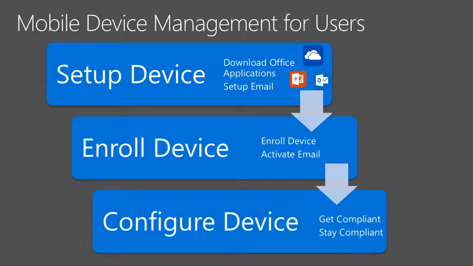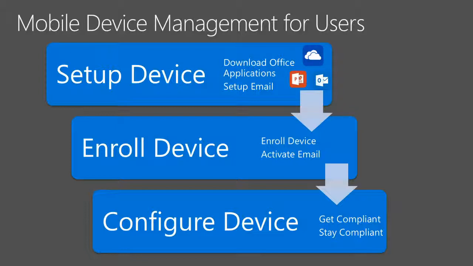Some things you're doing when you're enrolling a device as an end user: the first thing you're going to want to do is set up your device. You'll want to get the applications on the device that you're interested in using with your company data. That could be the new Outlook for iOS, OneDrive, PowerPoint, Word, Excel. And you're going to want to start by setting up your email as well. So get the device set up the way that you want as an end user.